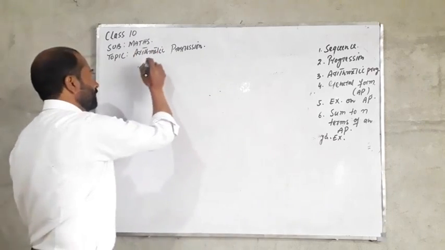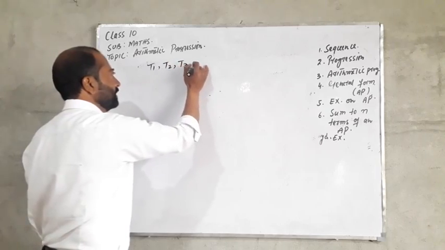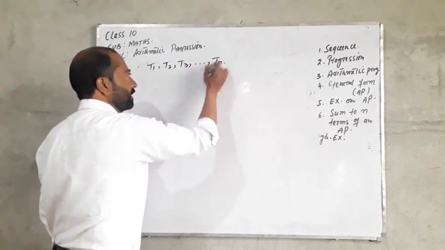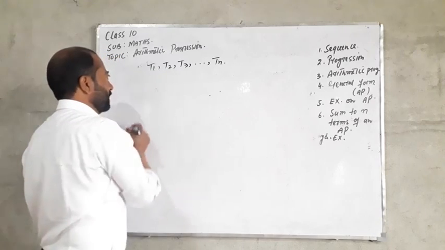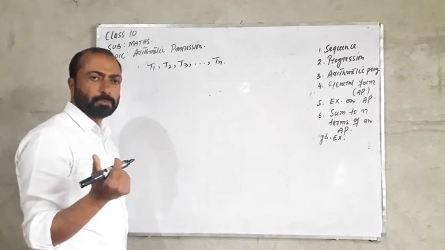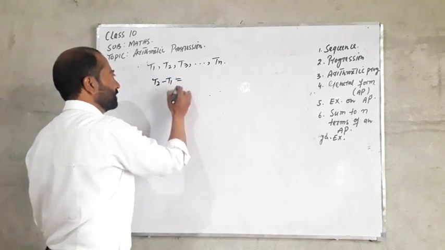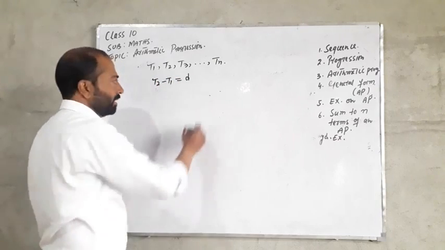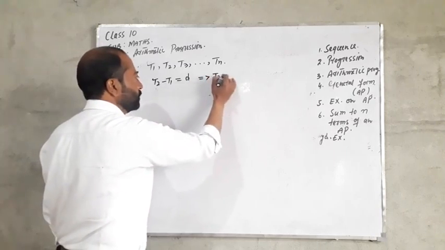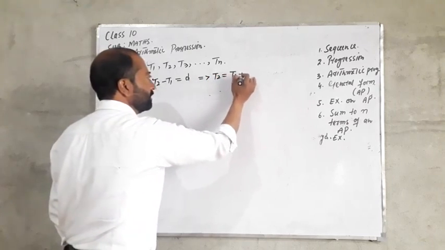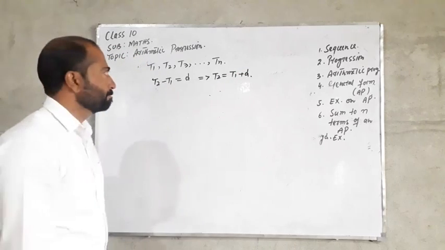Let me write here T1, T2, T3, and so on, Tn. These are the n terms of an AP. Look here, following the definition of an arithmetic progression, we can write T2 minus T1 is equal to D. This will clearly imply that T2 is equal to T1 plus D when you transpose this minus T1.